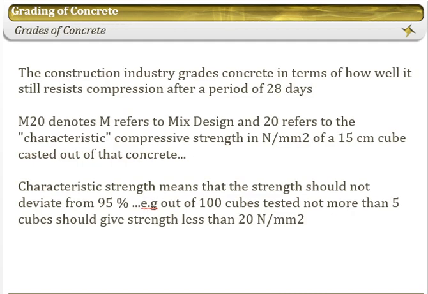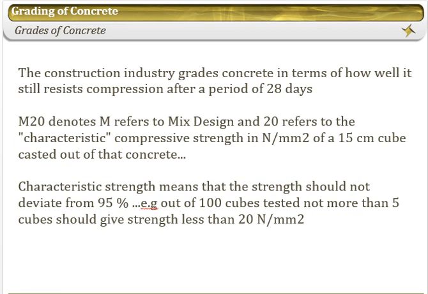After that, we discuss the grade of concrete. Firstly, how to denote the grade of concrete. If I write here M20, that denotes M for mix design, and 20 refers to the characteristic compressive strength. Here the unit is megapascal or Newton per mm square.